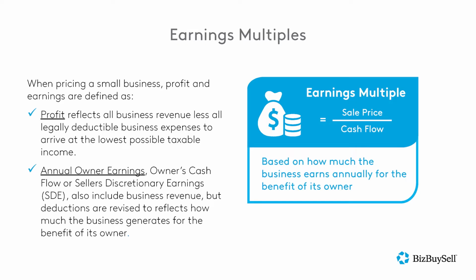Earnings multiples are based on how much the business earns annually for the benefit of its owner. Owner earnings differ from the annual profit shown on the business year-end income statement or its federal tax return. When pricing small businesses, profit and earnings are defined as follows. Profit. The bottom line on the business income statement reflects all business revenue less all legally deductible business expenses to arrive at the lowest possible taxable income. Annual owner earnings, also called owner's cash flow or seller's discretionary earnings, SDE, also include all business revenue. But from there, deductions reflected on the income statement are revised to arrive at a total showing how much the business actually generates for the benefit of its owner in a normal year.